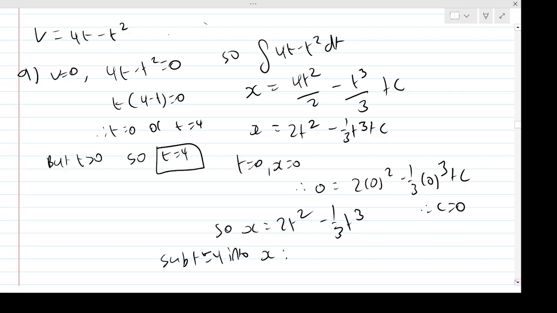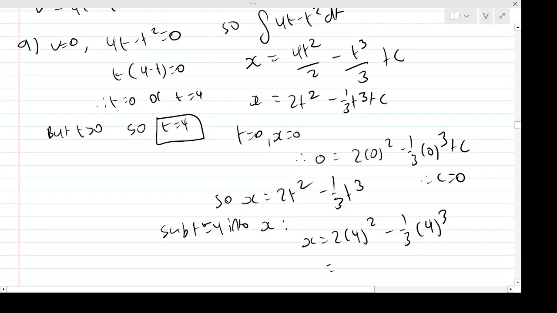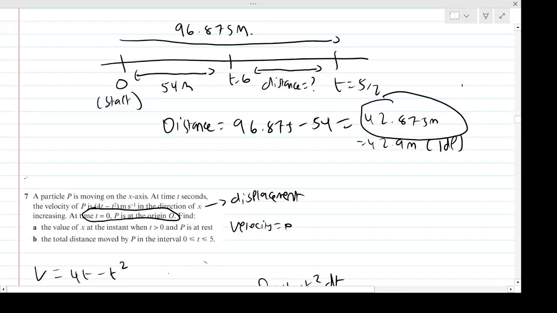So therefore I get that x is going to be 2 lots of 4 squared minus a third lots of 4 cubed. And that will get me 32 over 3 meters. Okay, the decimal isn't quite nice, so I'm just going to leave it as a fraction there. And so there we are. That's the value of x then.